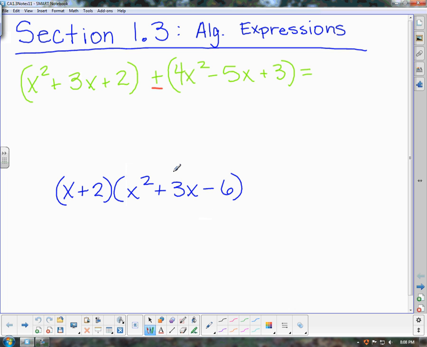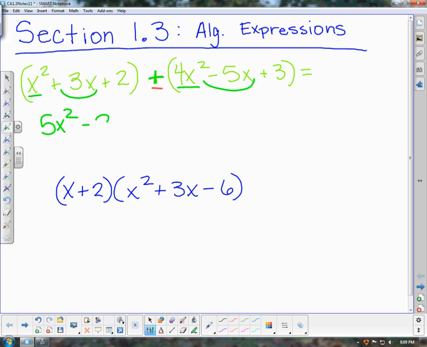Alright, section 1.3 deals with algebraic expressions and performing operations with those expressions. First off here, if we have this addition sign and these two algebraic expressions, when we're going to add, you would add like terms. So the x squared and the 4x squared would turn into 5x squared. And then the 3x and a negative 5x would become negative 2x. And a positive 2 and a positive 3 would be a plus 5. So our answer to that would be 5x squared minus 2x plus 5.